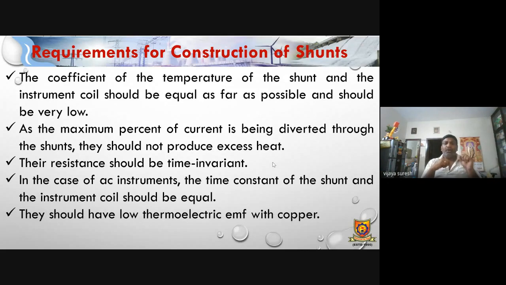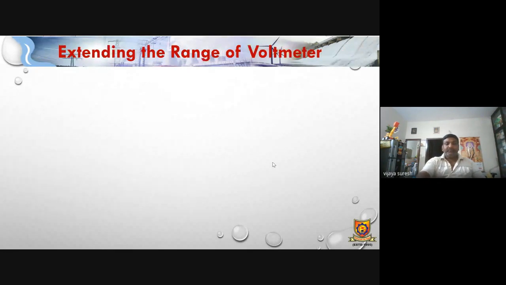They should have low thermoelectric EMF with copper. Because of temperature variations, there will be a voltage variation also, so that should be very, very low. Now this is about extending the range of an ammeter. Now we are going for extending the range of a voltmeter.